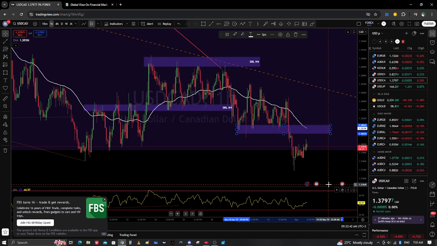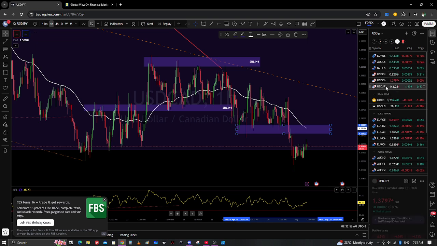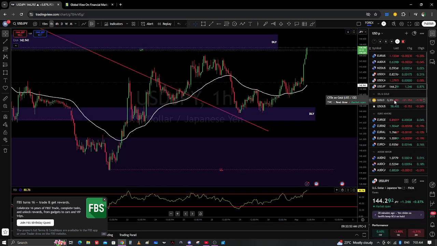Should we be having a trade short when the USD is long? So this is deceitful. We don't have to have that. Then going to the dollar yen.